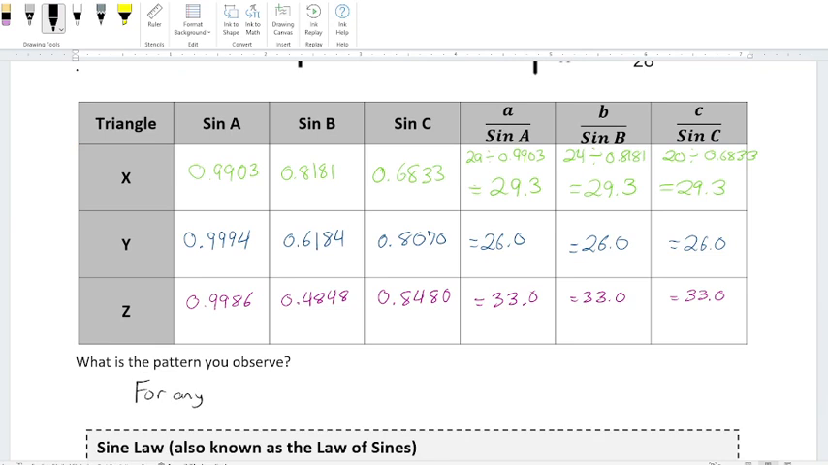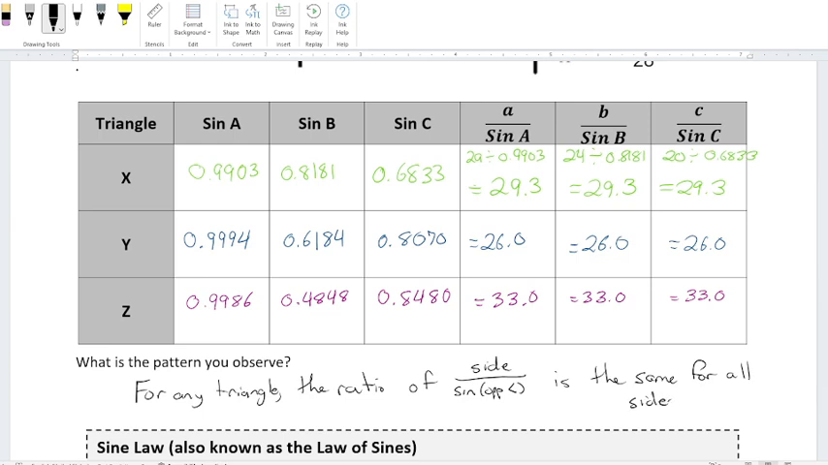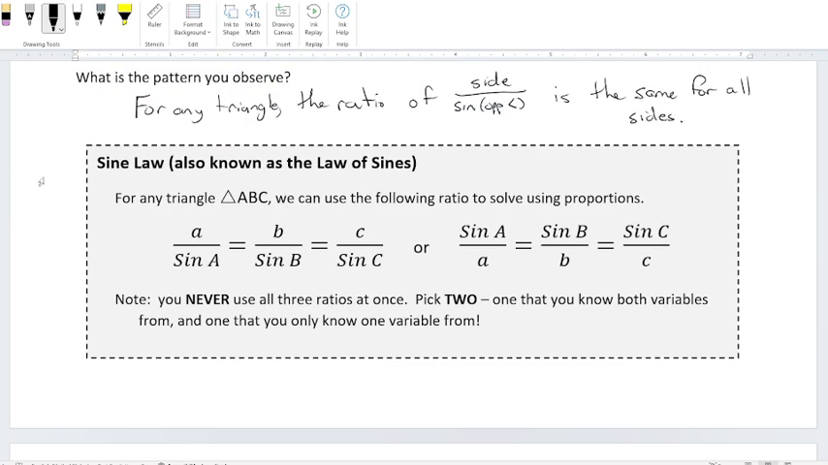that for any triangle, the ratio of side over sine of the opposite angle is the same for all sides. And that sounds like a math theorem, and sure enough, that's our theorem. It's called the Sine Law, or the Law of Sines, depending on how fancy you want to sound.